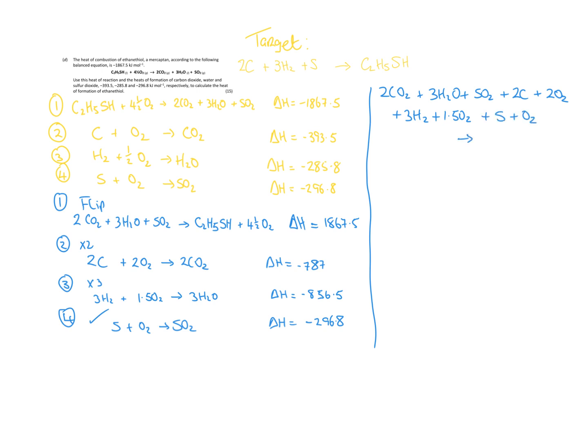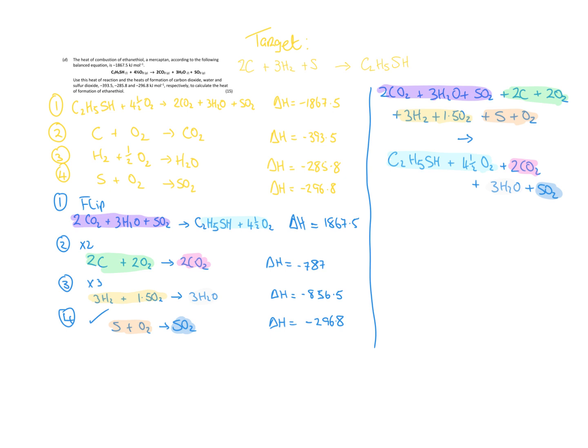And then for my products, I'm going to get C2H5SH plus 4.5 O2 plus 2CO2 plus 3H2O plus SO2. Now, I'm just going to highlight them for you in specific colours so that you can keep track of them. So I have them highlighted there for you now.